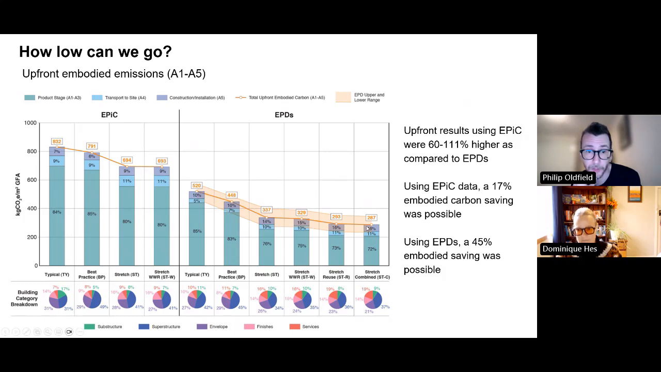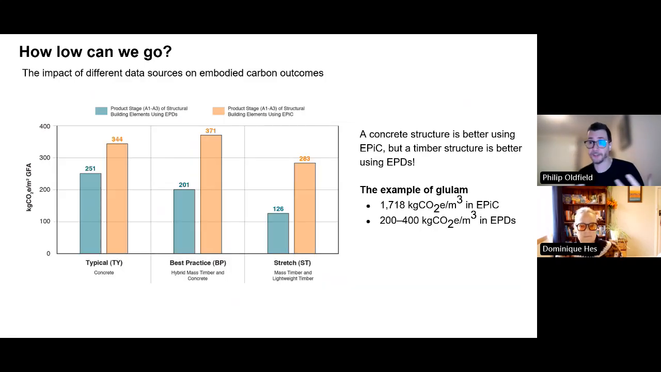But in short, look, we could only save 17% of the embodied carbon with EPIC. We could save 45% with EPDs. Again, where we get our data from influences the kind of outcomes. Next slide, please. One of the big things here was how EPIC and EPDs dealt with timber.